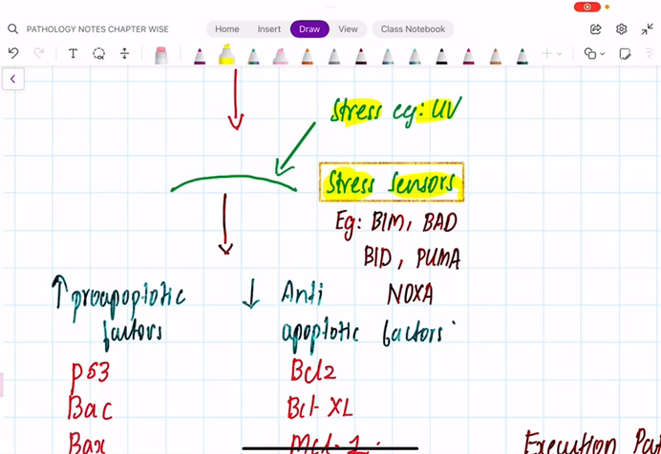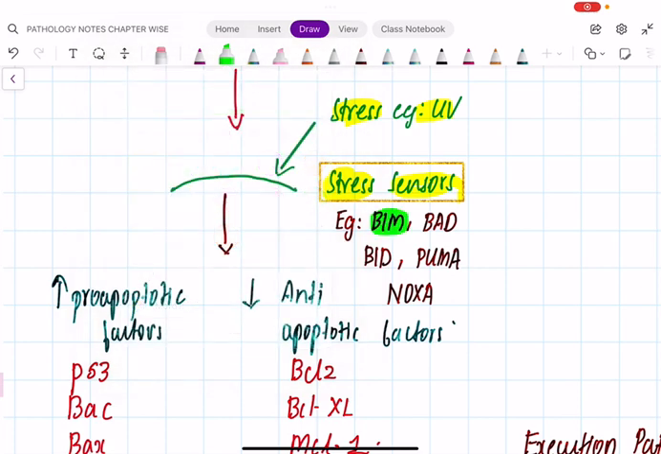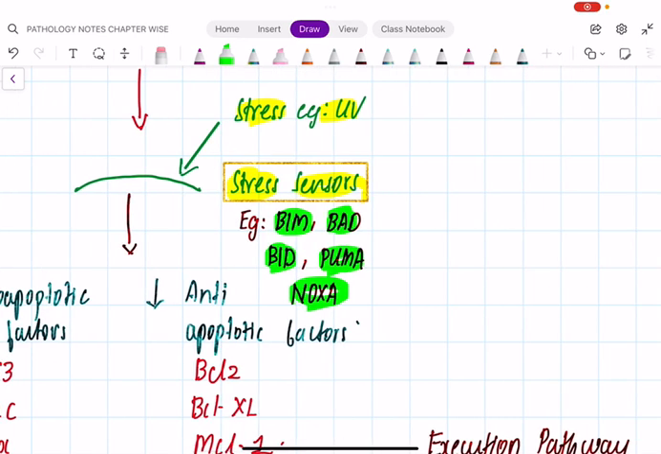Whenever there is a stress, the stress will be sensed by a group of proteins called stress sensors. What are the examples? You should remember. I'm highlighting BIM, BAD, BID, Puma, Noxa. Very difficult, no other way, you have to learn it by heart. BIM, BID, BAD, Puma, Noxa. Remember all this in the form of a poem or a song.